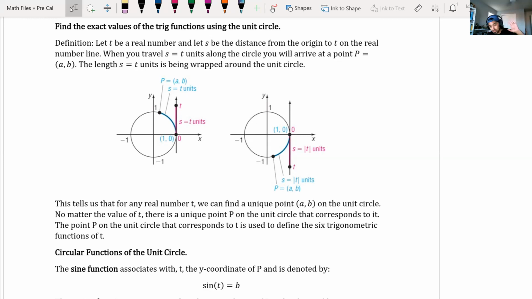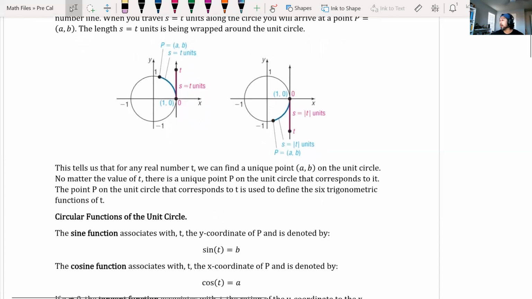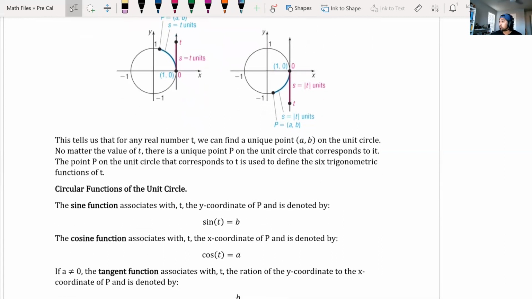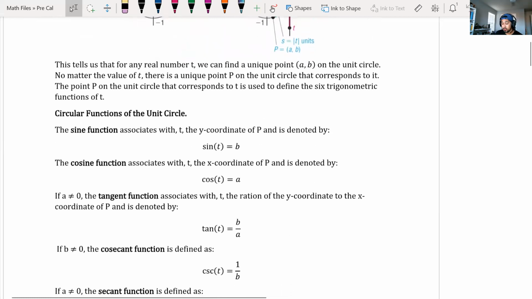So given the T units and the unique point AB, we can find the 6 trig ratios of that given point. So that's all these confusing paragraphs say. So basically, no matter how you travel around the unit circle, again, positive or negative units, for this unique point AB we can find the 6 trig ratios. Remember that sine is related to y, so this means sine of t would equal b of that coordinate point. Cosine of t would equal a of that coordinate point. And then the remaining trig ratios follow.